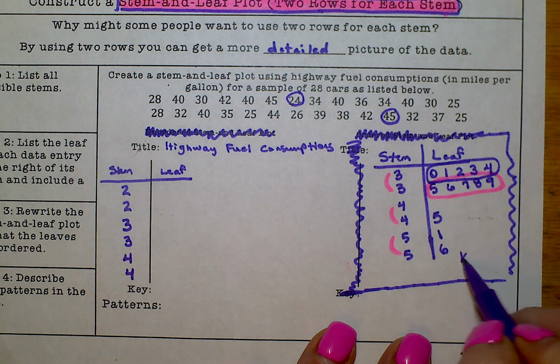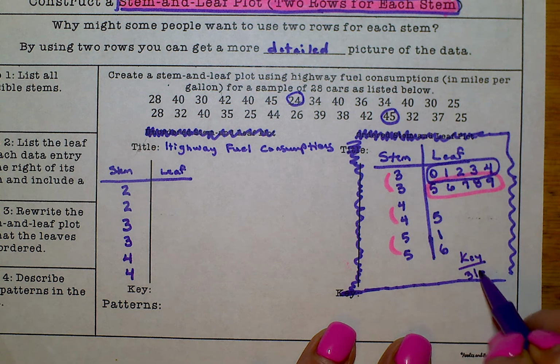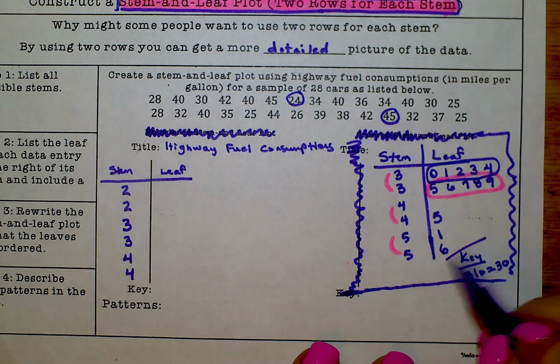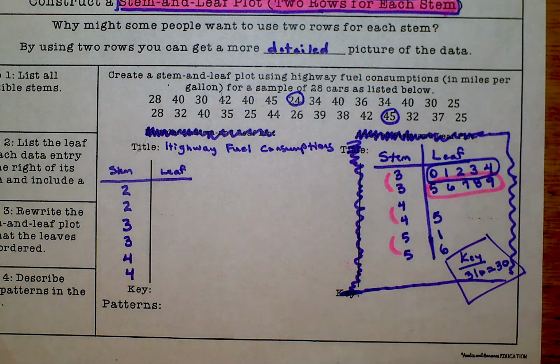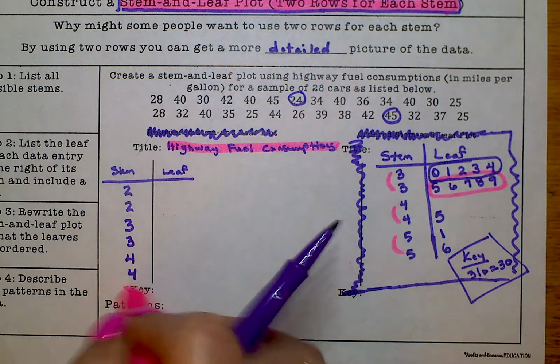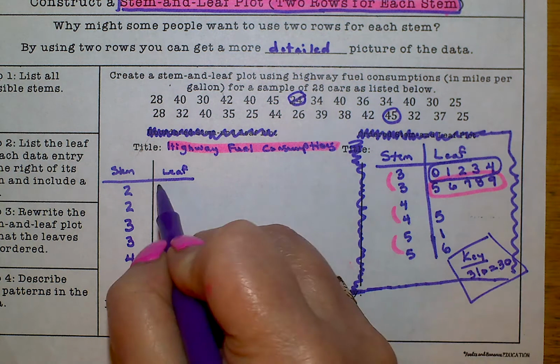And again, you want to put a key, and I always just take the first one. So 3/0 is 30. You can take any number that you want to. Always in a stem and leaf, have a title and have a key. Okay, so we're going to have a 24.